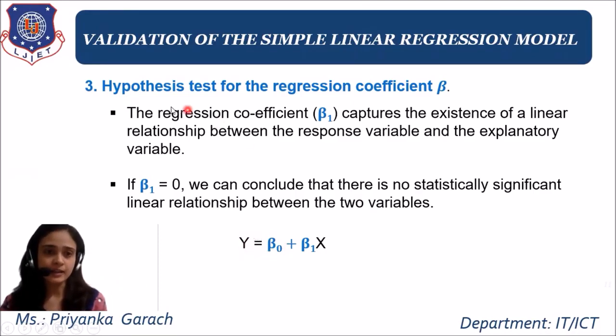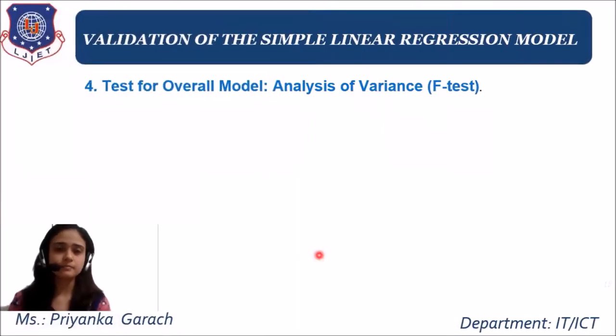So what I can say is, for the hypothesis test, if my value of beta 1 is 0, it means there is no statistical relation between y and the variable x, because this particular term will become 0, so my x will be omitted from this.